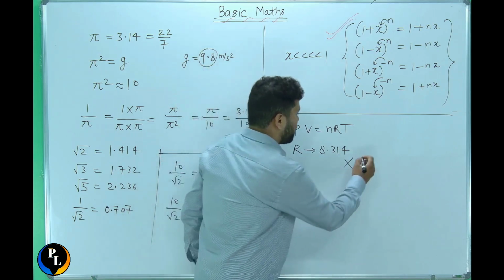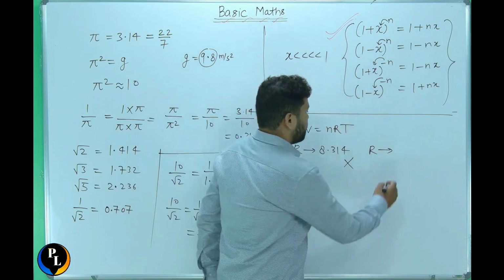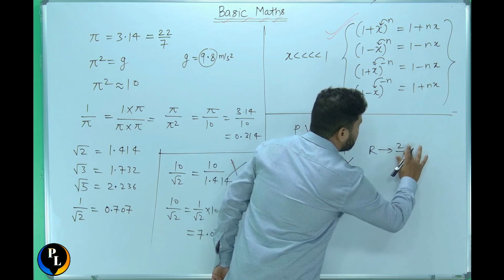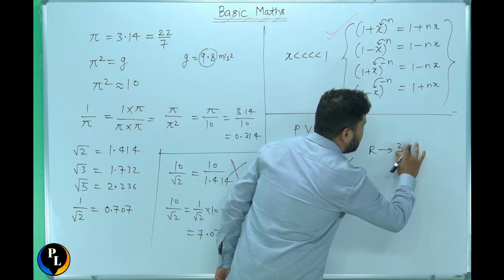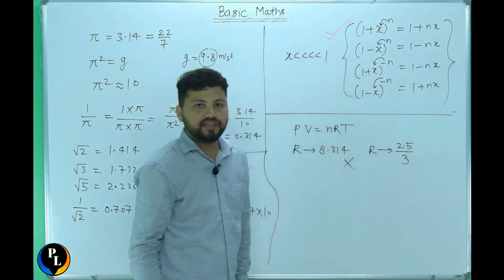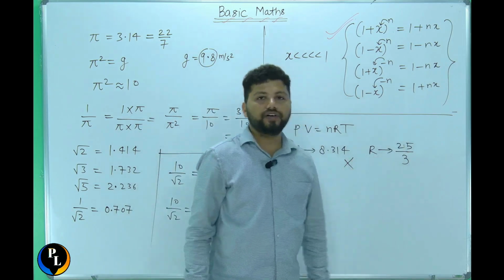But what R value will we use? We will use 25 by 3. So definitely if you write R equals 25 by 3, some cancellation will be there, 100%. So the R value we will use is 25 by 3.